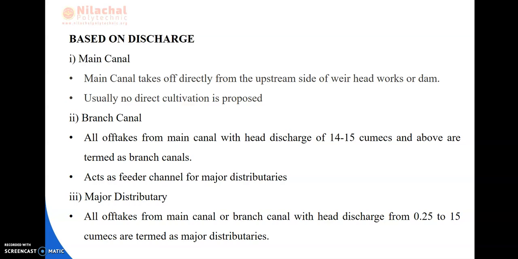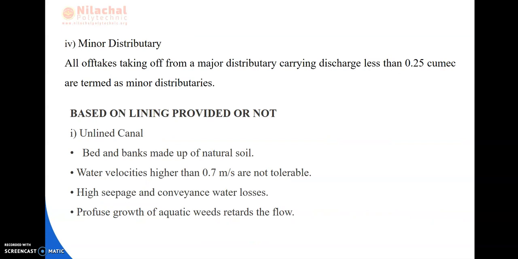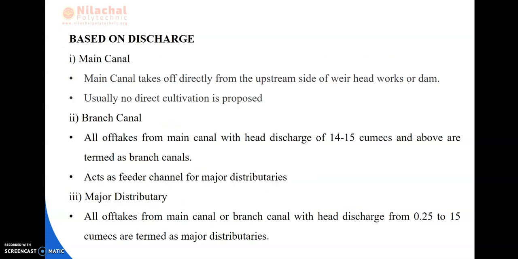Next, we'll be reading about canals based on the discharge. There are 4 types based on the discharge. First is main canal, branch canal, major distributary, minor distributary. Okay. So what do you mean by main canal? Main canal takes off directly from the upstream side of the headworks or the dams. Usually no direct cultivation is proposed. So the main canal mainly divides into branch canal, major distributary and minor distributary. And this canal mainly takes off directly from the upstream side of the weir headworks or any dam.